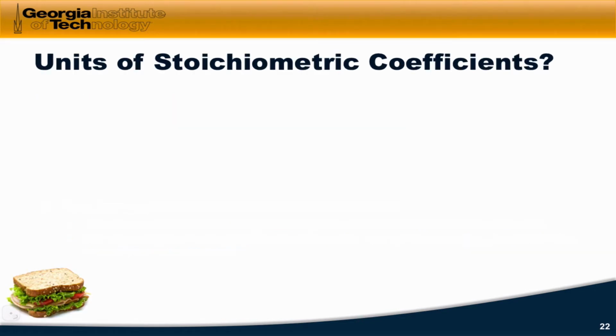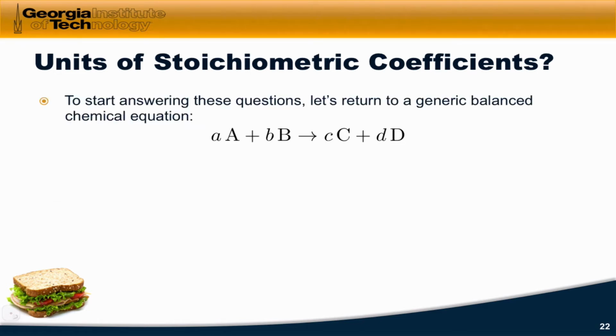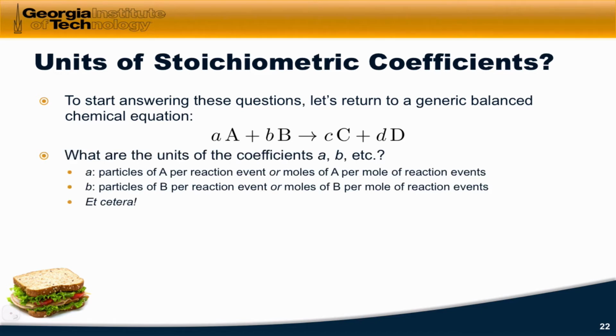To begin to develop answers to these questions, I want to roll things back a little bit and talk about the units of stoichiometric coefficients and whether we can think of coefficients in a balanced chemical equation as having units at all. So let's return to this idea of a generic balanced chemical equation with coefficients little a, little b, little c, and little d, reactants A and B, and products C and D. Can we think of units for the stoichiometric coefficients here? On the one hand, they seem to just be counting molecules.